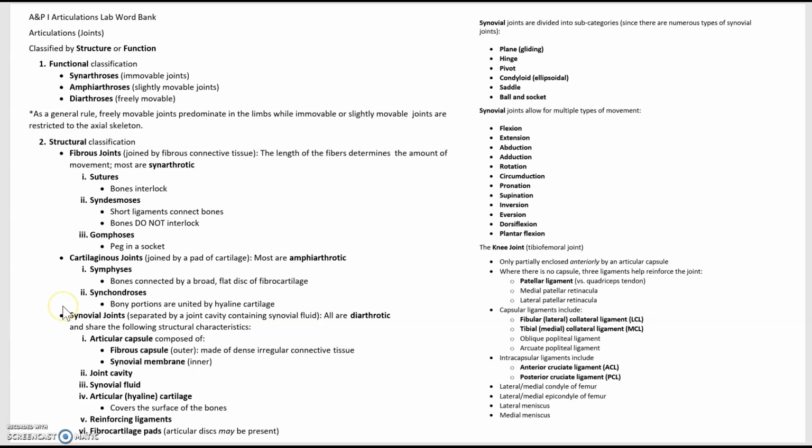And like it says on the word bank, freely movable joints are mostly in the limbs and your appendicular skeleton, while the immovable or slightly movable joints are restricted to the axial skeleton. Okay, so in the lab, the pictures, we look at the different structural classifications. So we're going to look at fibrous joints, cartilaginous joints, and then synovial joints. Synovial joints are the biggest group because most of your joints in your body are synovial. And then we'll look at the different types of synovial joints and the movements that they allow. Then we'll look at some specialized synovial joints.